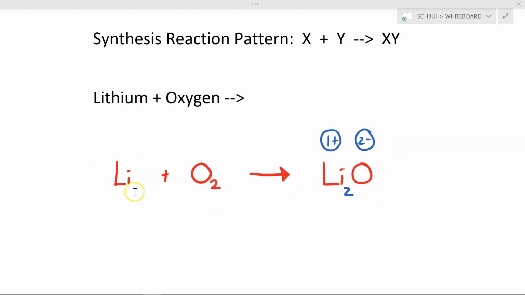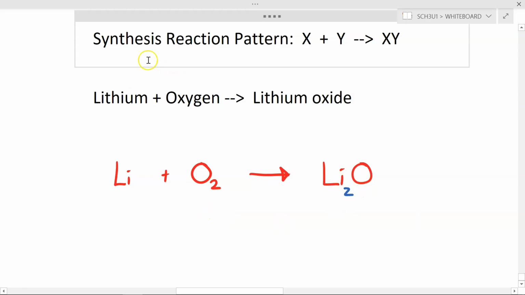We are rearranging these atoms. They're no longer going to be attached the same way. They're turning into a brand new structure. And that new structure must follow the zero sum rule. Alright, I'm going to remove my rough work now, and here I have my skeleton equation. Lithium reacts with oxygen to produce lithium oxide.